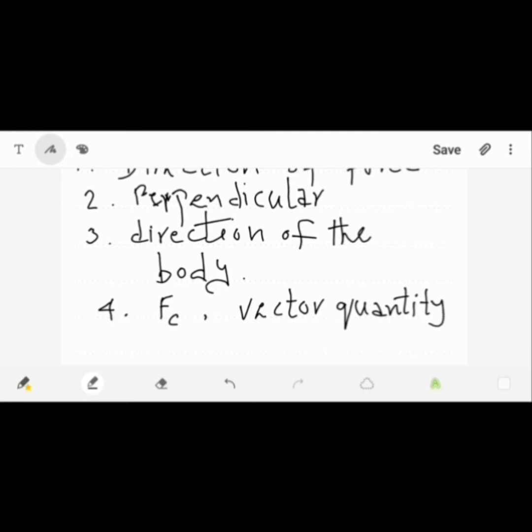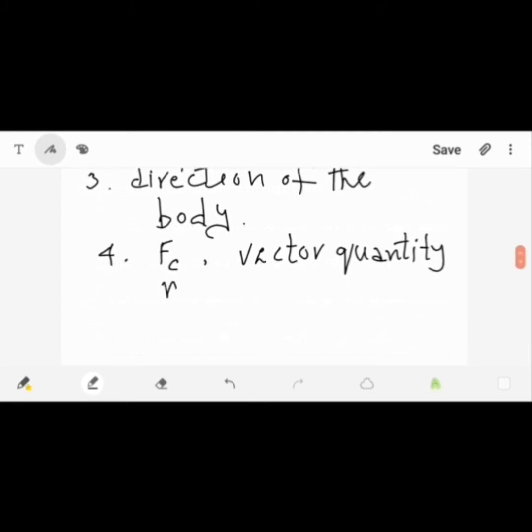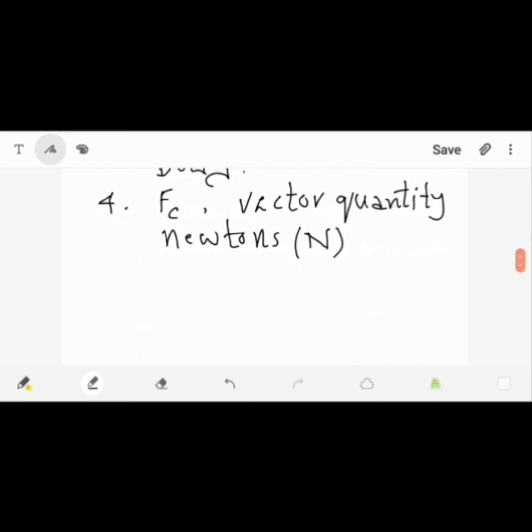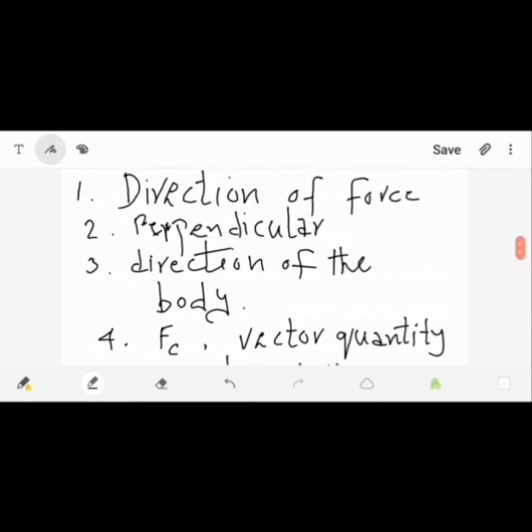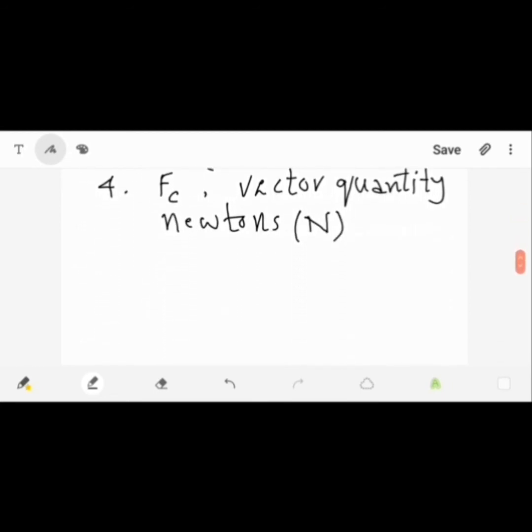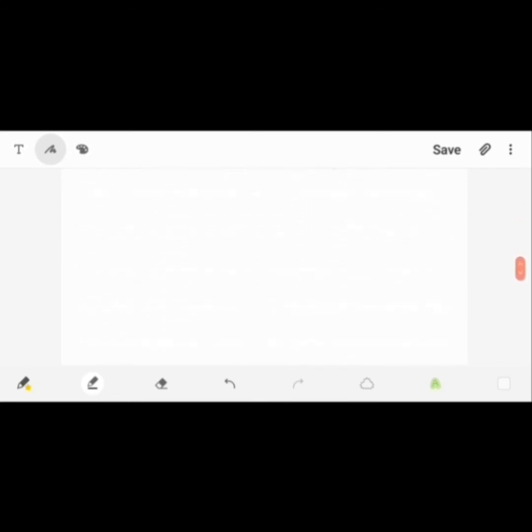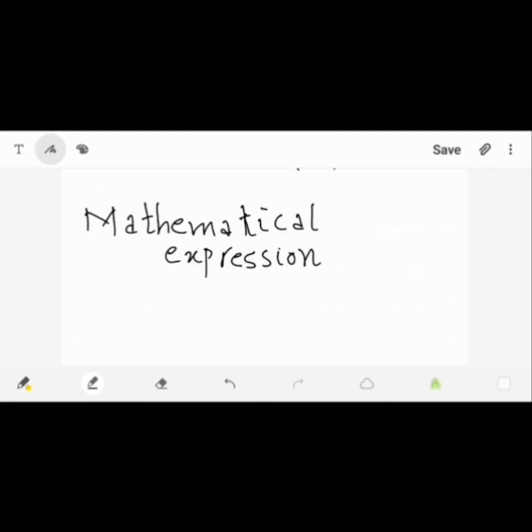In SI, its unit is Newton, represented by N. So you have to keep in mind all the characteristics of this force. Now let's derive the mathematical expression for centripetal force.